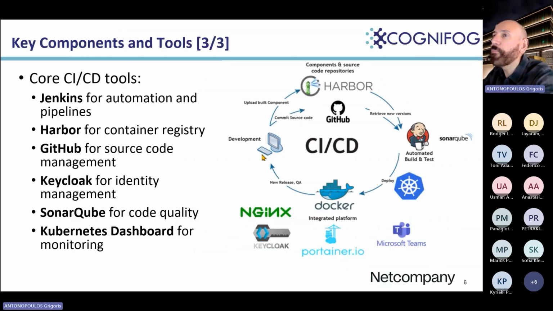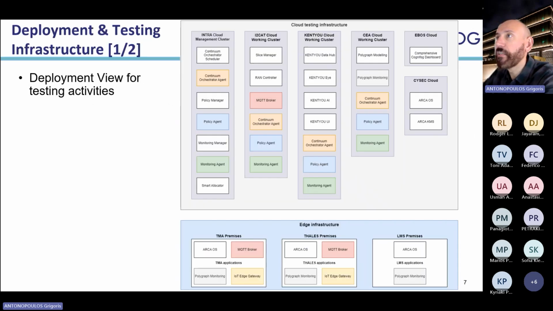This is, I guess, by now well-known image of the CI/CD stack we've been using. The CI/CD tools are open source and mostly known to you. We have Jenkins for automation and pipelines, Harbor as a registry for containers, GitHub for managing source code, Keycloak for identity management, SonarQube to check code quality, and the Kubernetes dashboard available to all partners for monitoring.